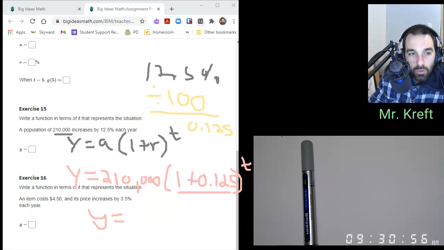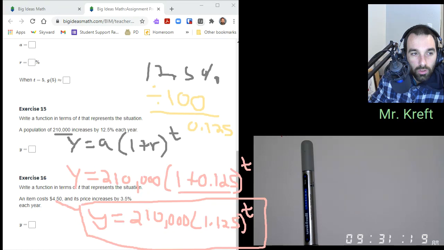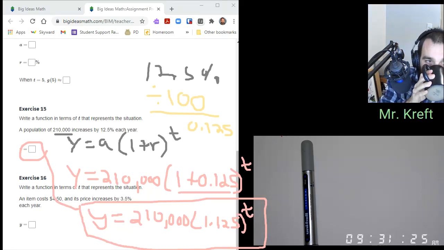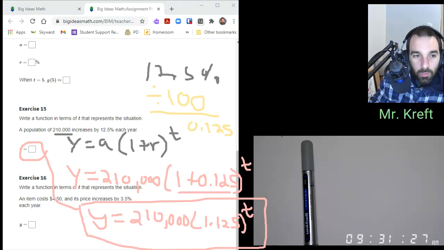Now, big ideas might ask you to combine these two. So you can write that as y equals 210,000. And then just write it as 1.125 to the t. Okay, so this is what I would type in to that answer. Ooh, without the y though, without the y, like that. Here, I'm going to erase that. That's what I would type in.